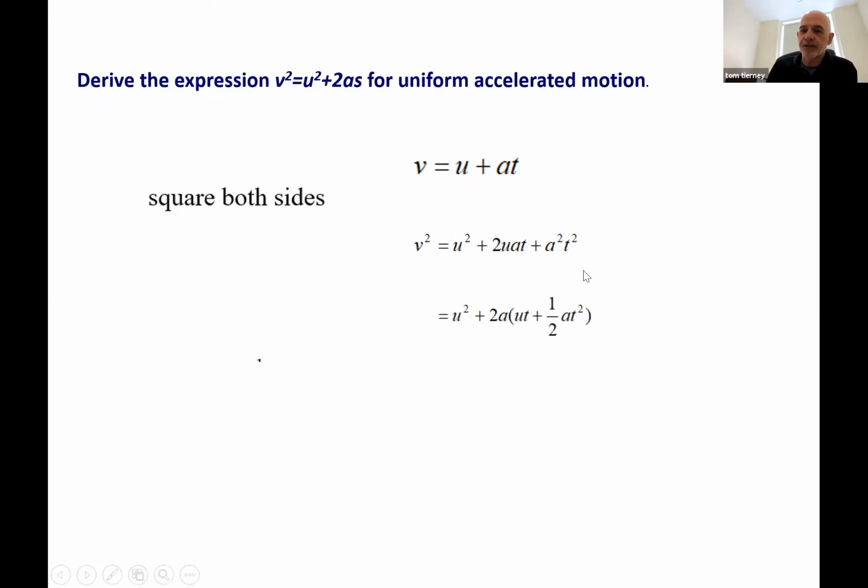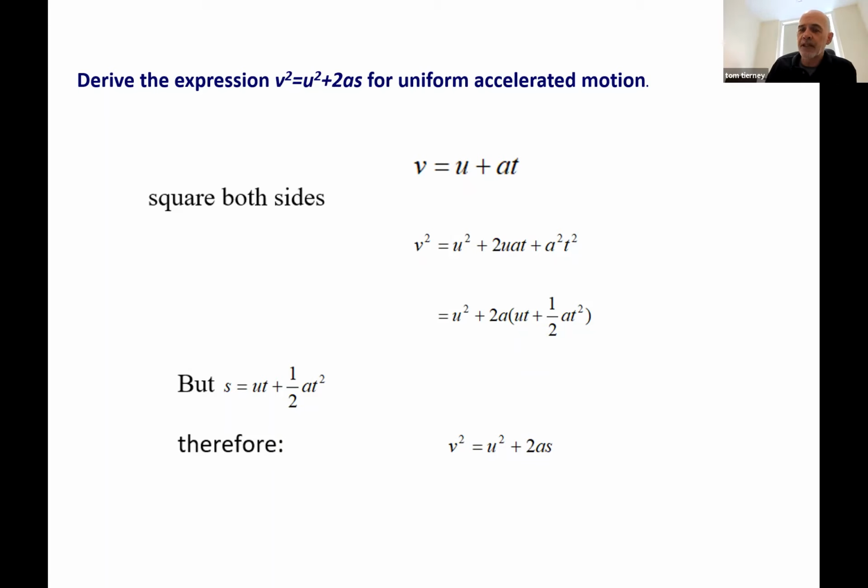Then you factorize. Take 2a out of this, so 2a by ut gives you that first expression, and 2 by a half gives you 1. A by at squared gives you a squared t squared. Now, factorizing, taking a 2 out of an expression where there isn't a 2 there, leaving you with a half, would be odd, but of course that bracket now can be replaced by s. s equals ut plus a half at squared. So v squared equals u squared plus 2as. Three lines of algebra.